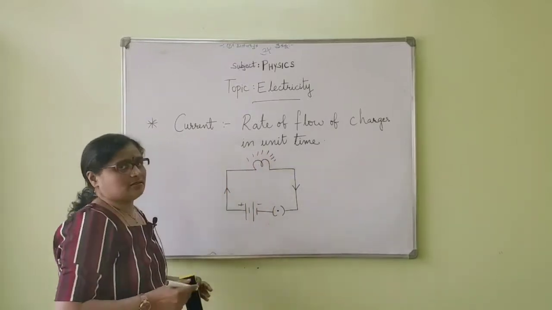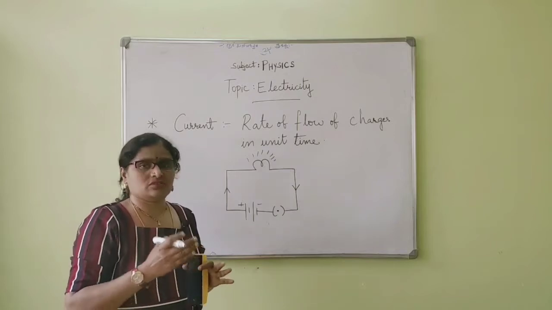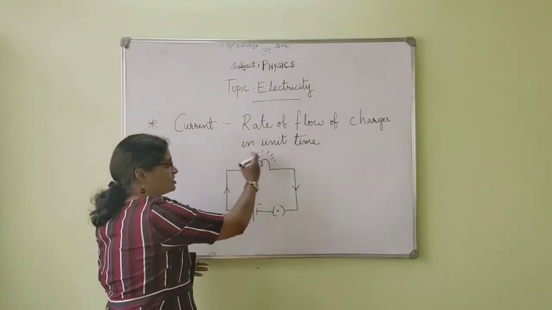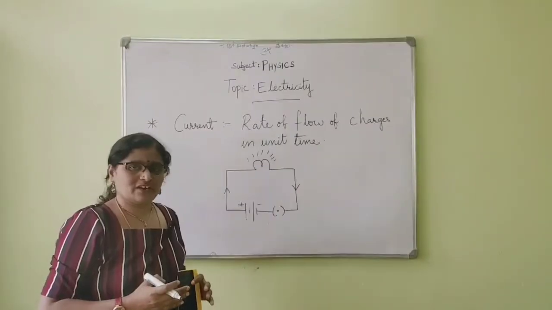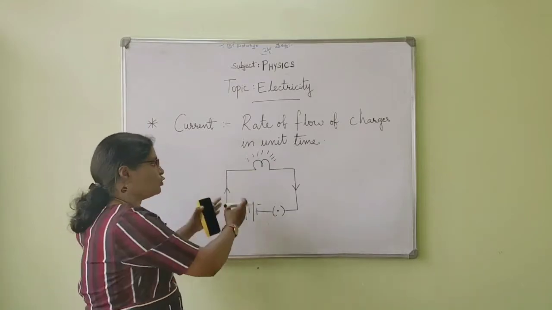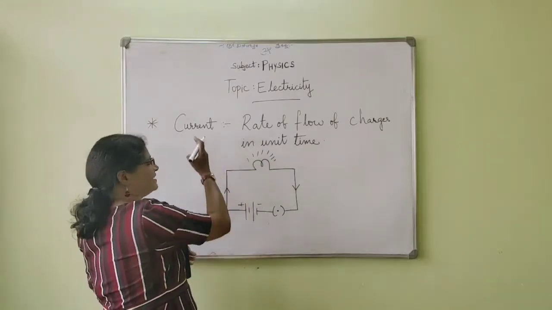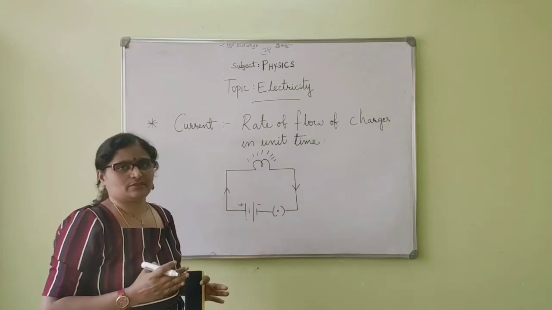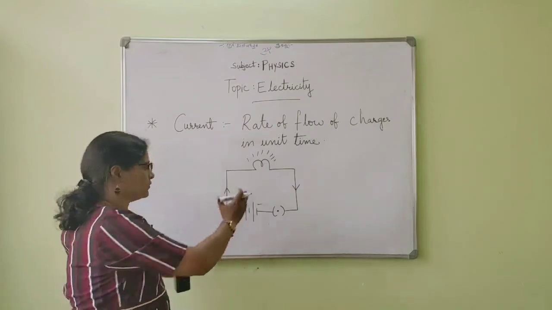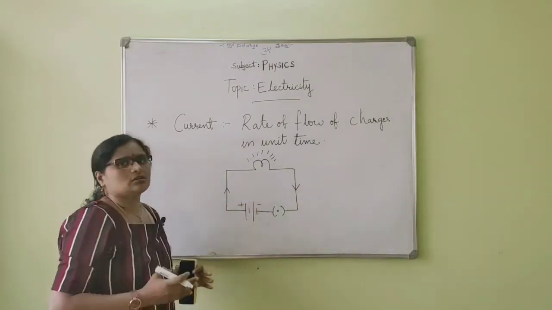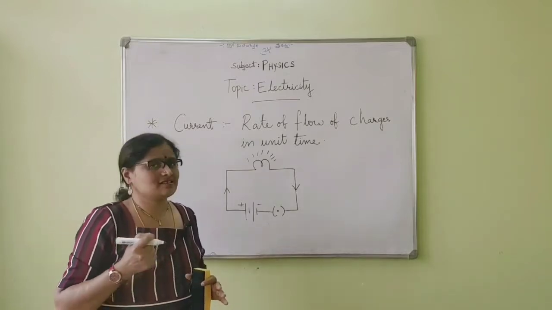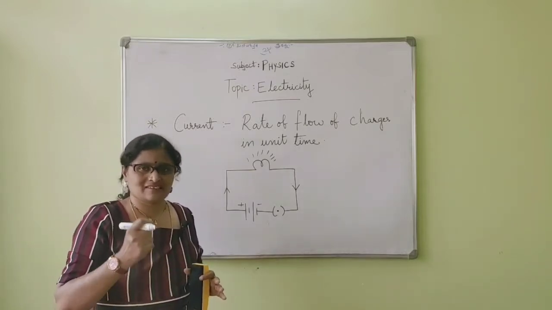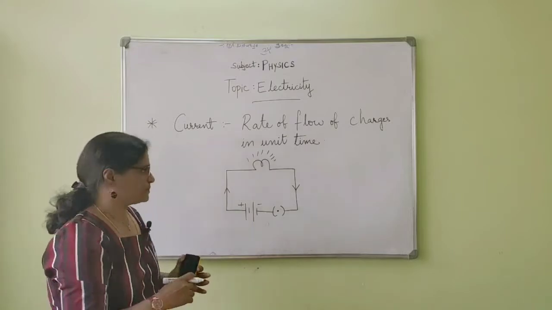So why does this happen? Why does the bulb glow? This is because of the flow of the charges in the metallic wire. This flow of charges is nothing but the electric current or electricity. I hope it is very clear. The flow of charges, or the flow of negatively charged particles, that is the electrons, will constitute the electric current.